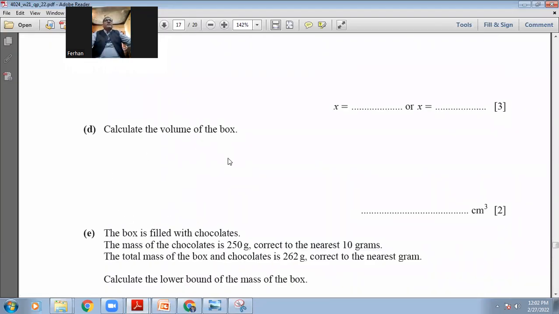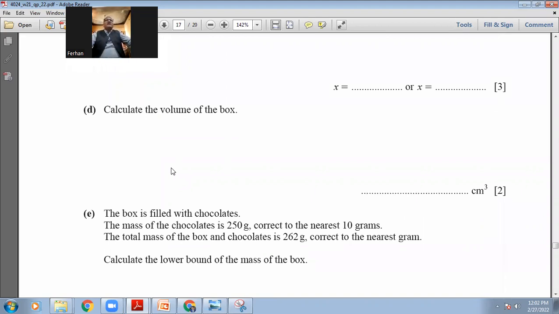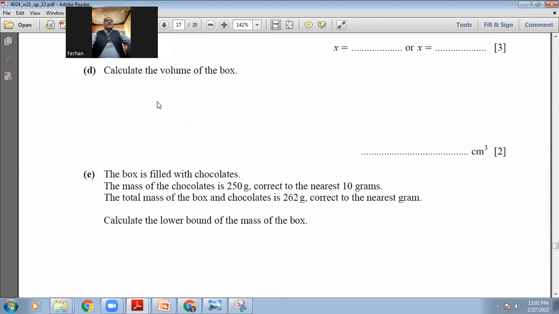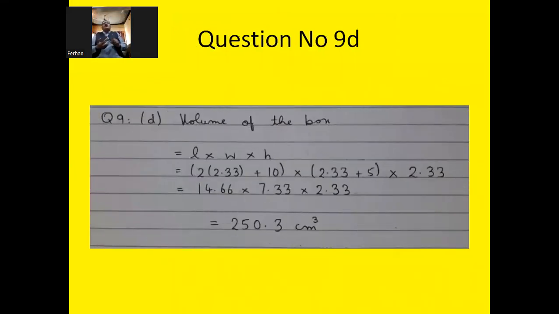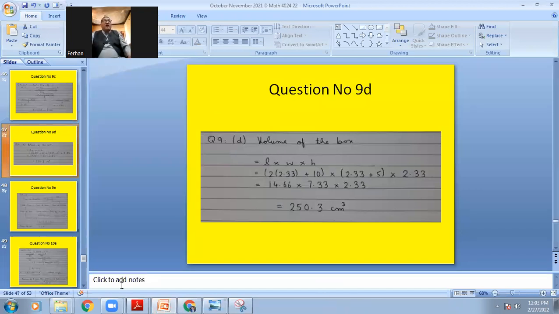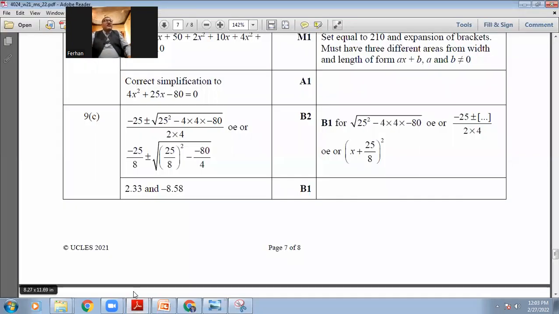Okay, calculate the volume of the box. Which value of x will I use? The positive value. The negative value I will neglect. Volume of the box is length into width into height. So find the length, the width and the height by putting the value of x, which is 2.33. The length is 2x plus 10, the width is x plus 5, and the height is x. Put the value of x in that and multiply them with each other. You get 250.3 centimeters cubed. So let me check the answer.